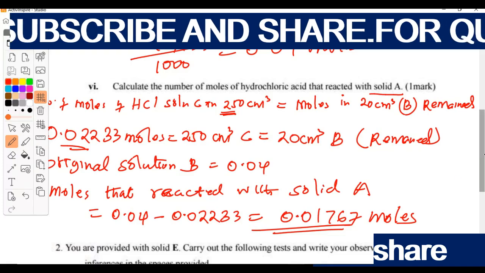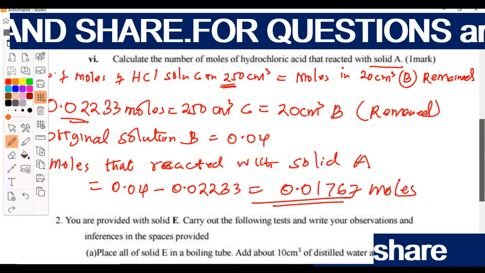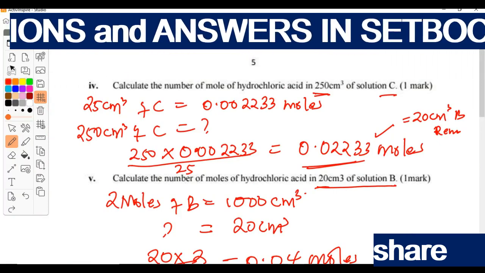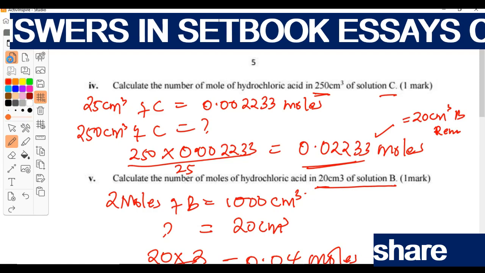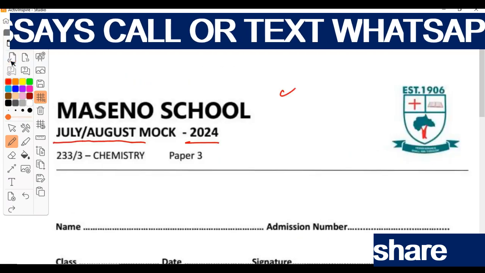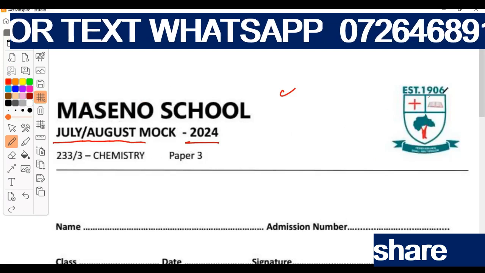So that is the understanding you need to have. So this was Maseno mock for July, August. Next one, I'm going to do paper 2 for Maseno.